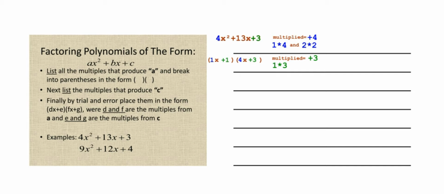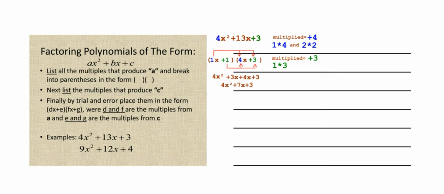Now we're going to check. Notice, the ones that gave us the a value, the 4, always go before the x. Agreed? The ones that gave us the c value go after the x. They don't have an x on them. And now we basically check by expanding or distributing. So 1x times 4x, 1 times 4 is 4, x times x, 4x squared. And 1x times 3 gives us 3x. We're done with the first term in the first set of parentheses times everything in the other parentheses. So let's go to the next one, the 1. 1 times 4x gives us 4x. And 1 times 3 gives us 3. And now we simplify to check and see if we got the exact same expression as what we started with.